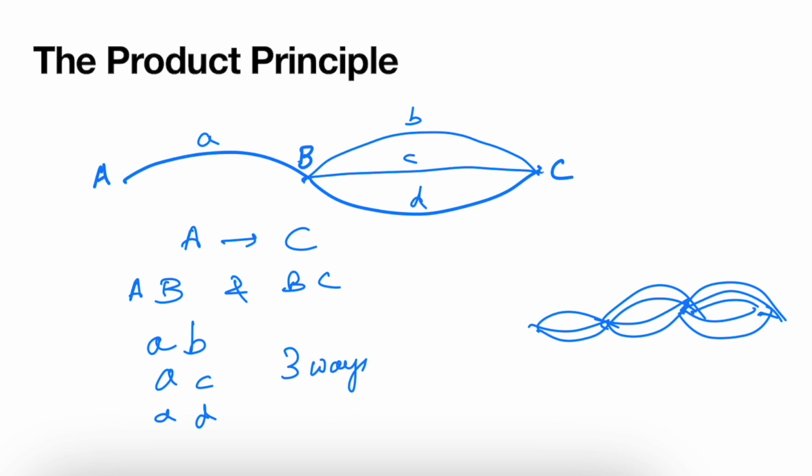So we see that from A to B there is one route, right? From B to C there are 3 routes or 3 paths. So totally, if you multiply 1 into 3, you will get the total number of ways that you can reach from A to C. This is called the product principle. So you multiply the number of ways to get to B and the number of ways to get from B to C. So let's see with another example so that it becomes clear to you.